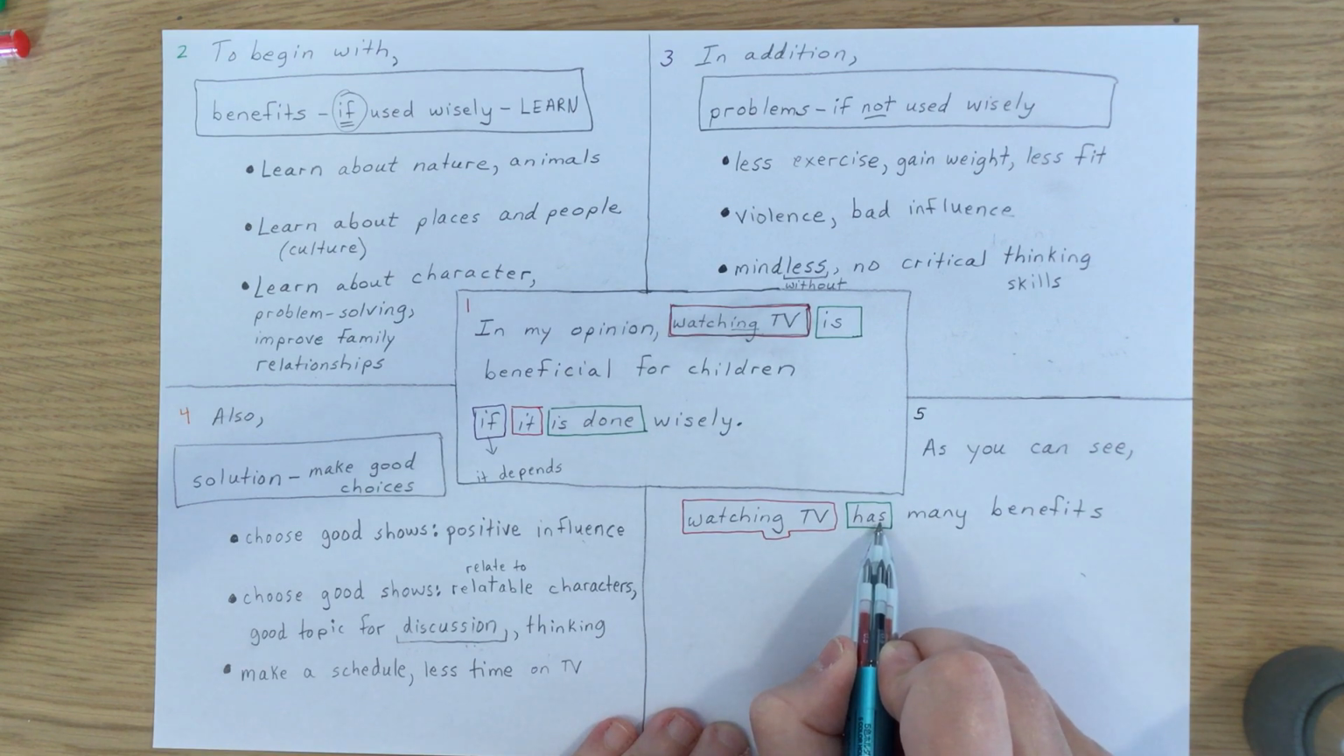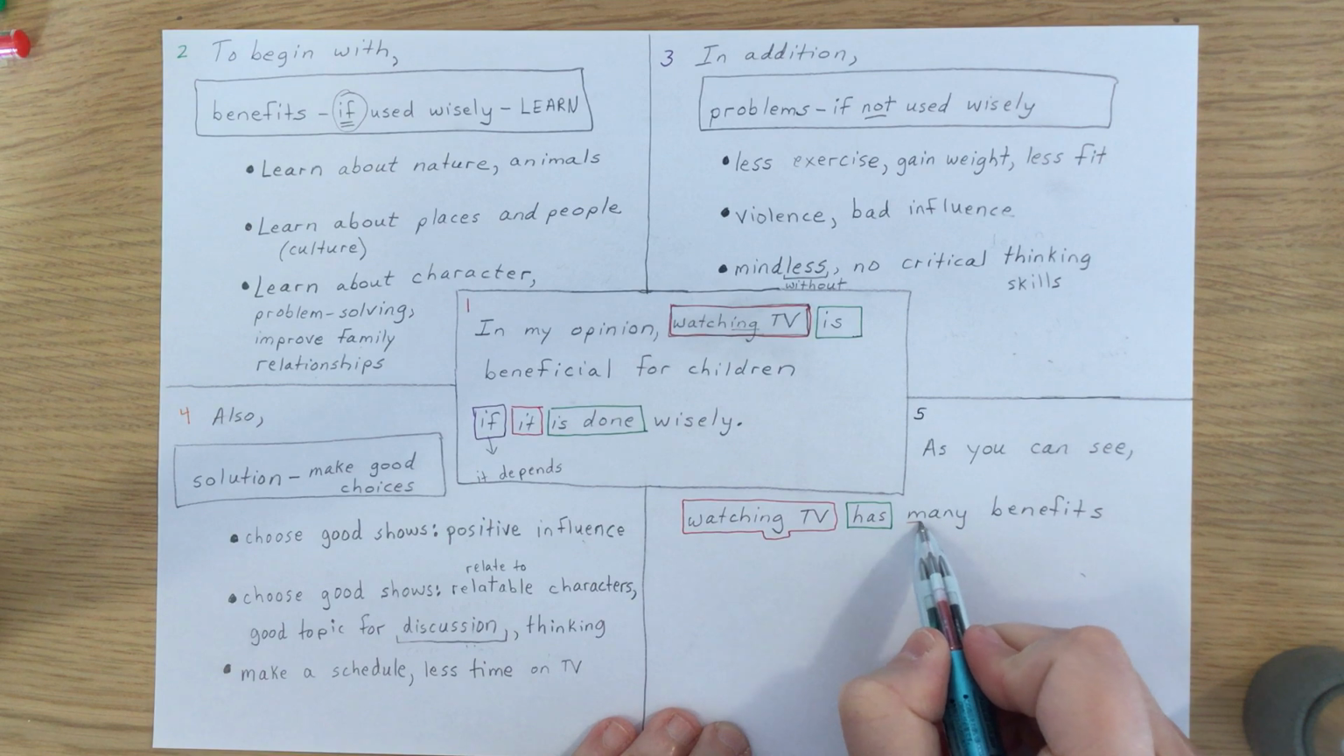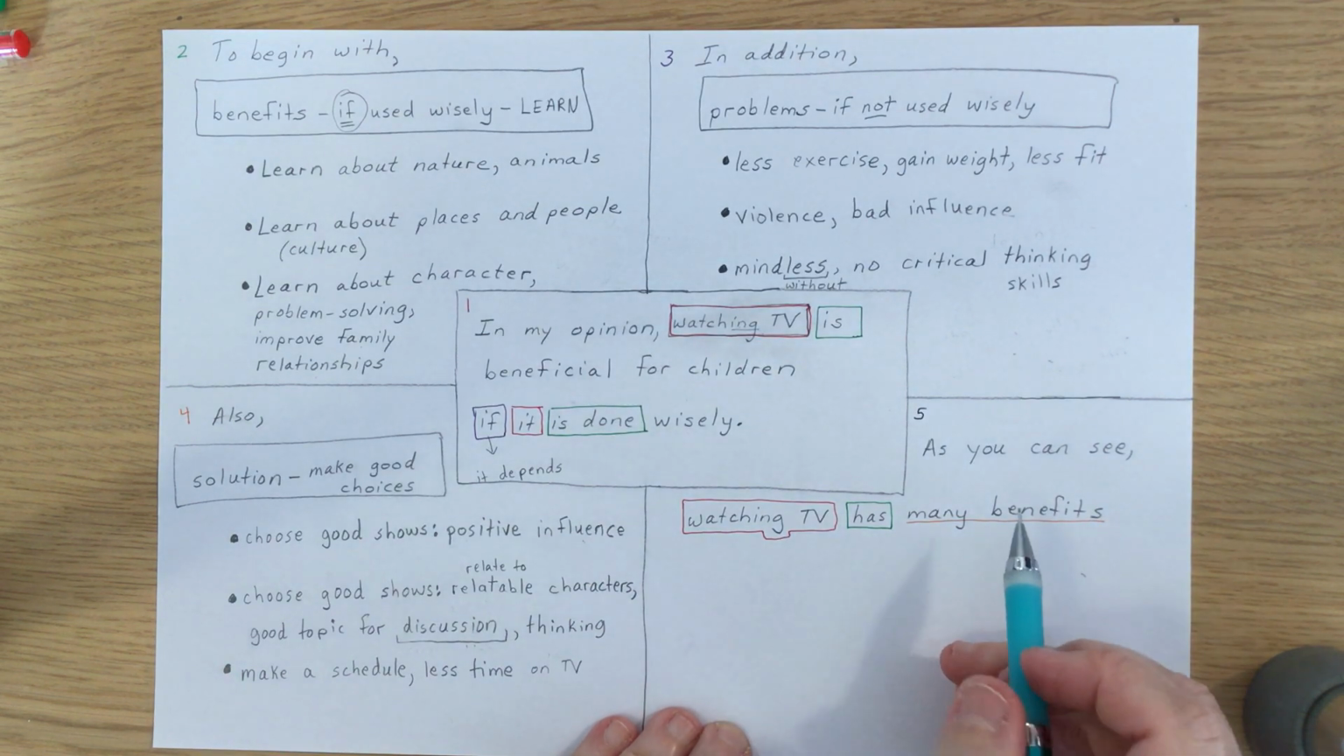But we can't just say has and nothing. We need an object after this, right? I wouldn't say I have. You'd be like, huh? What do you have? You need to say, I have what? Watching TV has what? And it has many benefits. Benefits are things that are good for you.